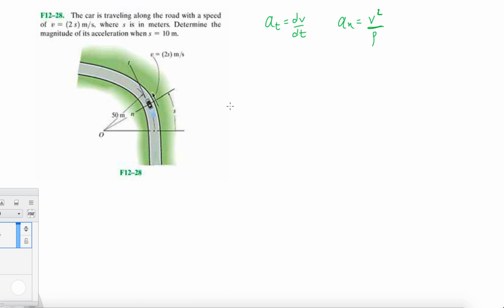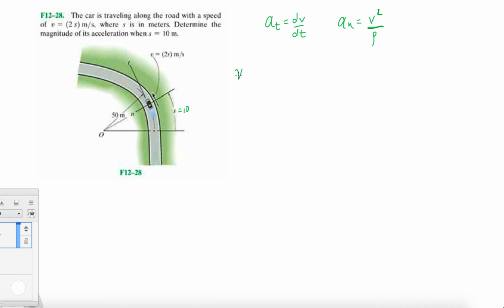So here the car is traveling along the road with a speed of v equals 2s, where s is in meters. Determine the magnitude of its acceleration when s equals 10. So when s equals 10, what is its velocity? What's its acceleration in the tangential direction? And what's its acceleration in the normal direction?